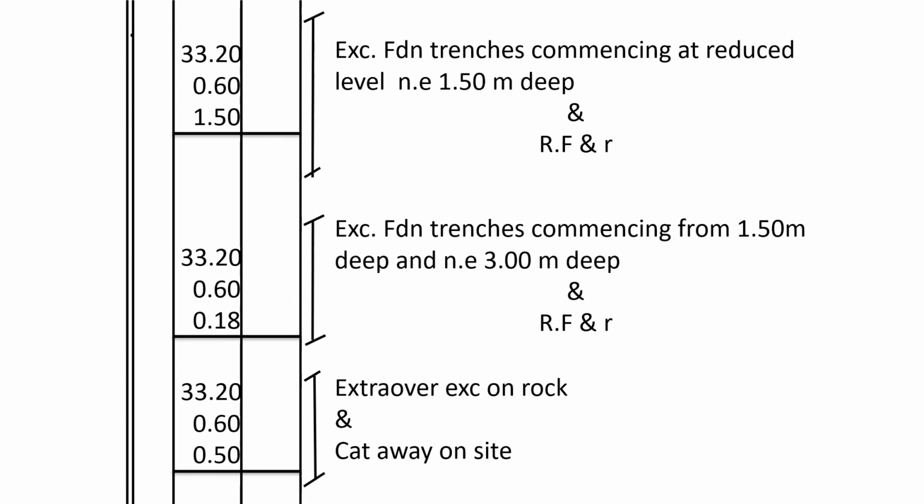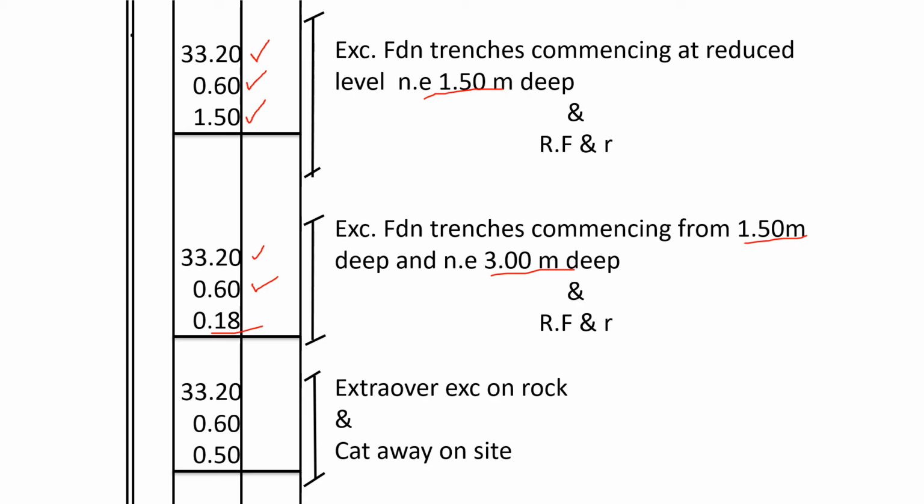So we shall go to excavating foundation trenches commencing from reduced level, not exceeding 1.5 meters deep. So we shall take the center line for the trench, then the width of the trench is 0.6, then the depth of the trench, first stage is 1.5, not exceeding 1.5 meters deep. The next stage is commencing from 1.5 meters deep, not exceeding 3 meters, but we saw that it was remaining 175 millimeters, so it shall be 0.18. Still the center line, the width of the trench, then 0.18.